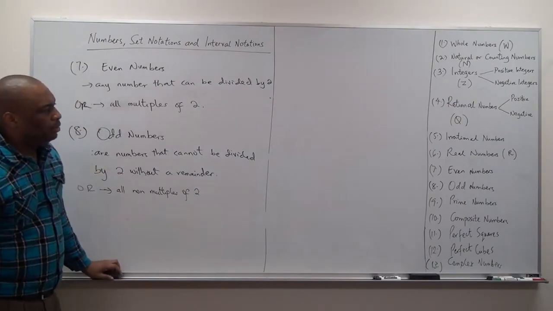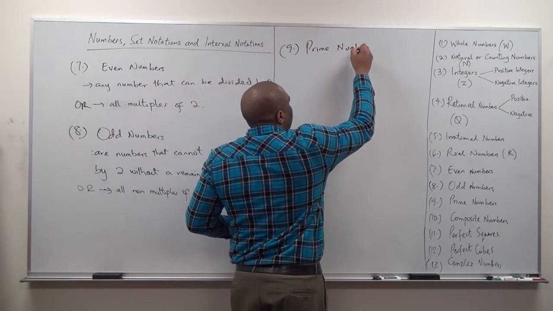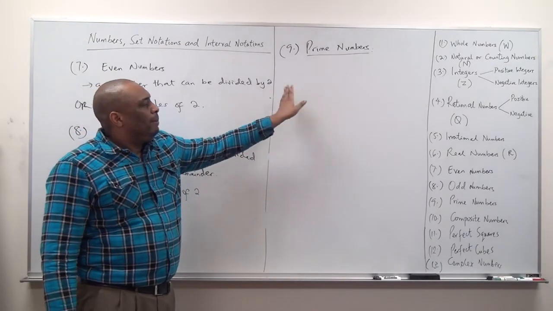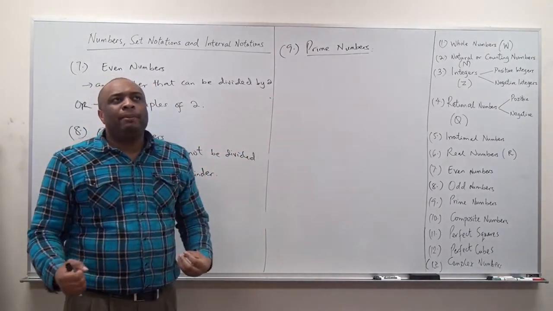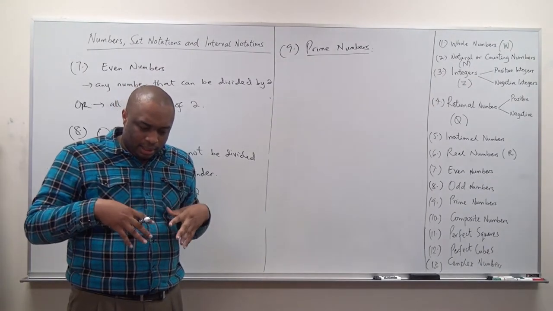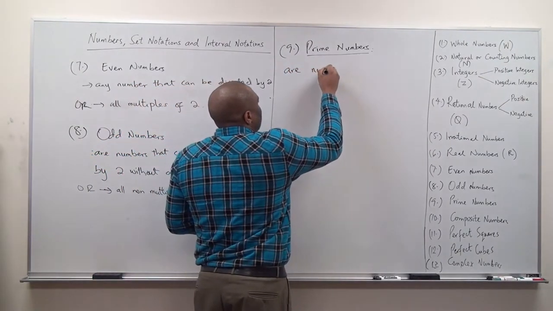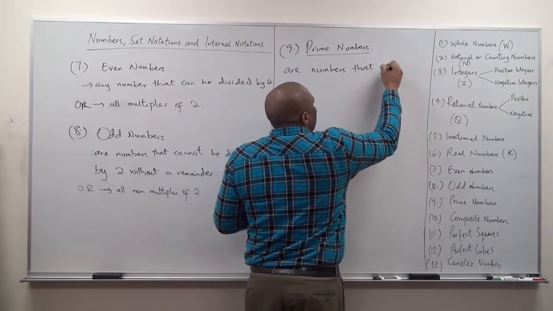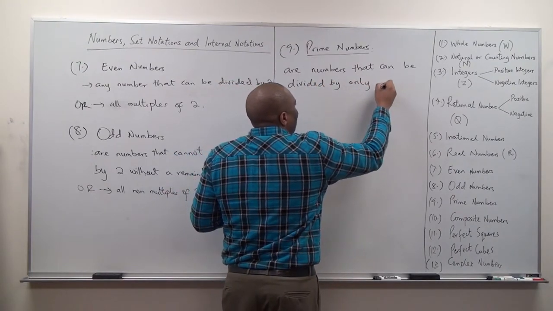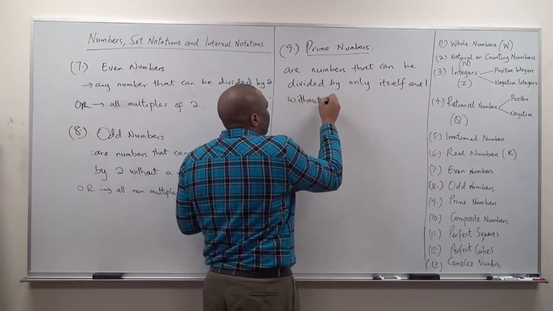Alright, the next one we are going to look at is prime numbers. Now, I would like you to pay very close attention here. Some students have difficulty in understanding this, but I'm going to explain this real good now. Prime numbers are numbers that can be divided by only itself and 1 without a remainder.